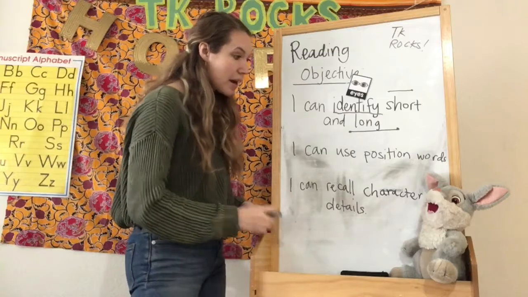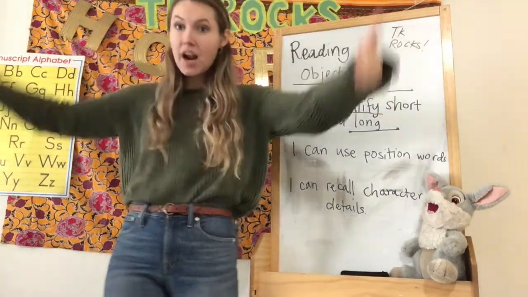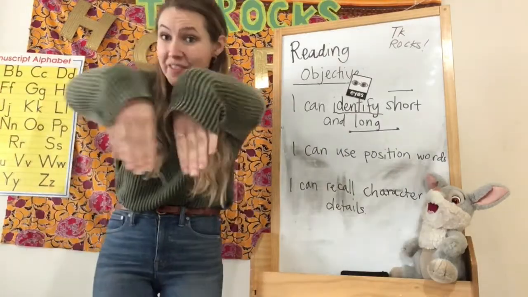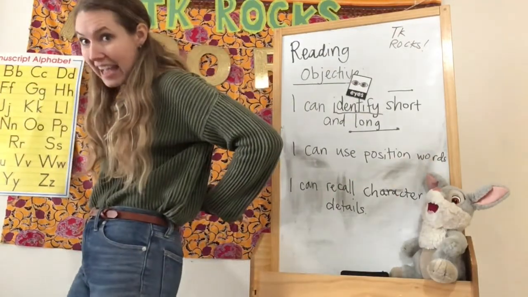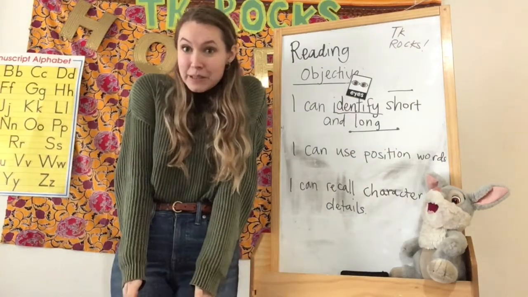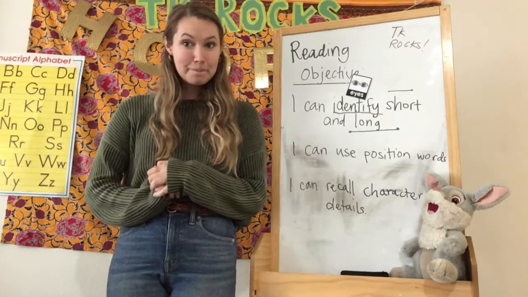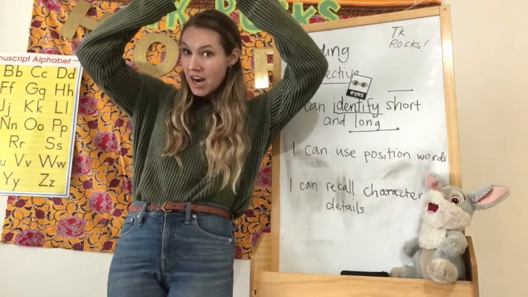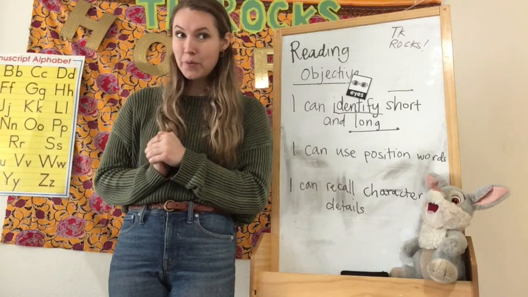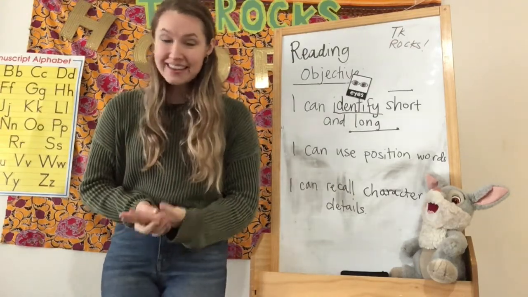Our second objective is I can use position words. So when we're talking about our position words, we're thinking about words like on top or under or in front of or behind or next to or in between. Can you think of any more? Maybe like over or in the middle. So we're going to be using words like that.